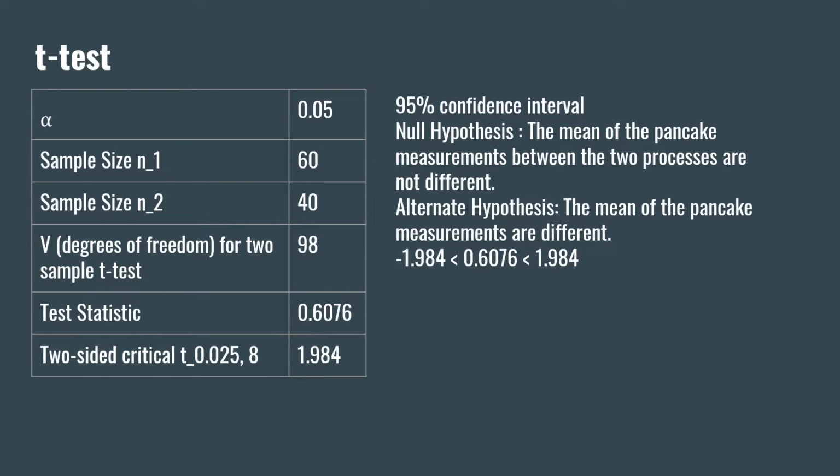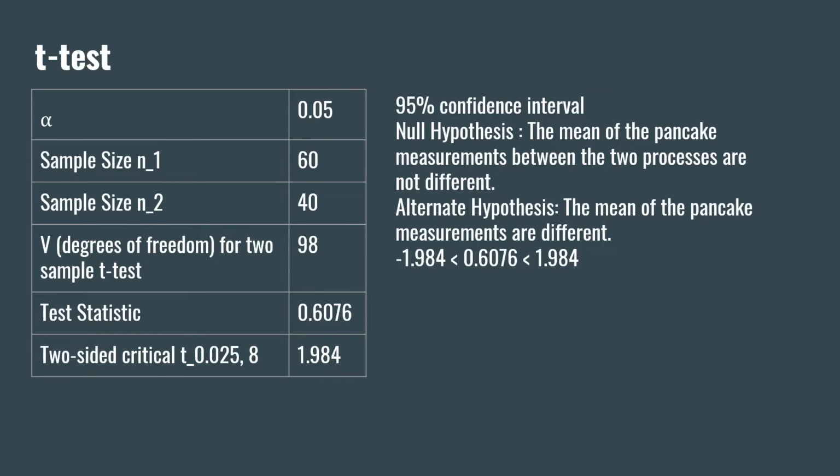The null hypothesis states that the mean of the pancake area measurements is no different between the two syringes. If the null hypothesis is rejected, then the alternate hypothesis states that the mean of the area measurements will be different between the two syringes. We have an alpha level of 0.05, so that we have a 95% confidence level.